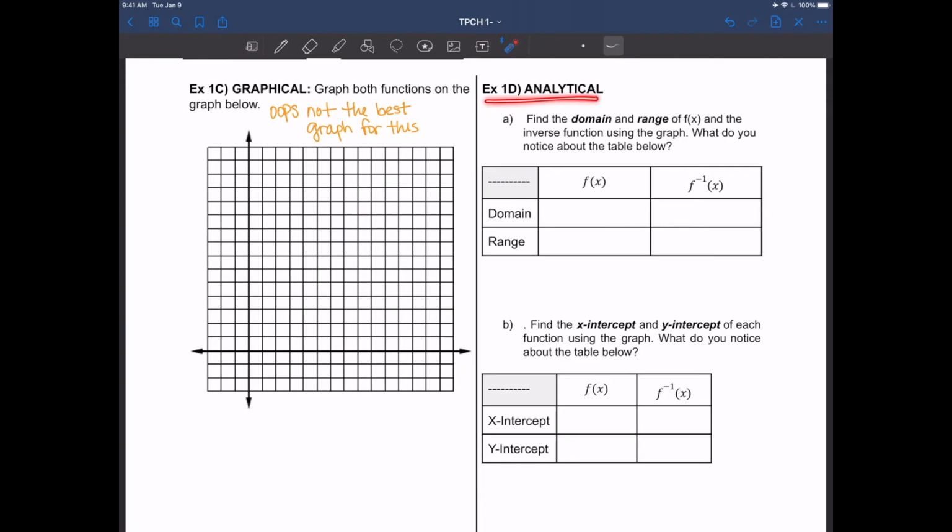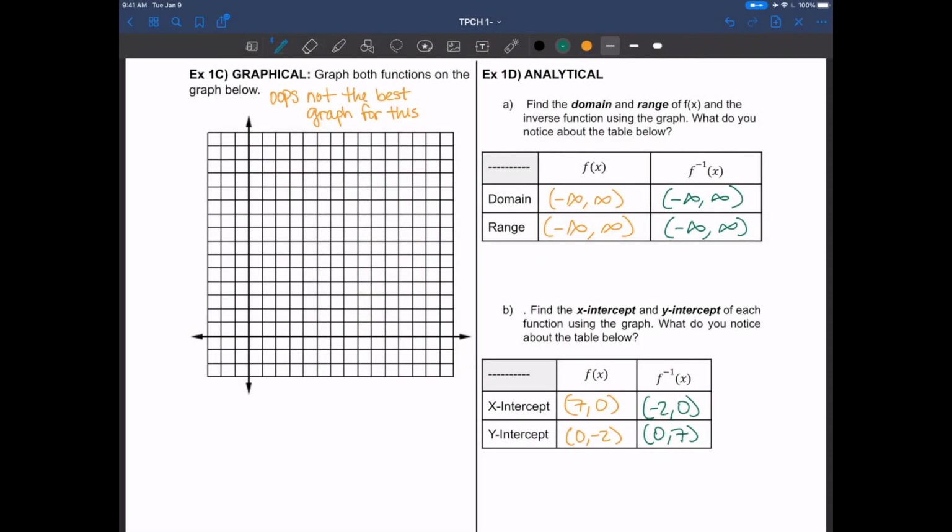Now let's focus on example 1D, analytical. It says find the domain and range of f of x and the inverse function using the graph. What do you notice about the table below? I happen to put the domain and range of f of x and the inverse function here. It's kind of hard to see what you notice about the tables because the domain and the range for both f of x and f inverse of x are all real numbers. So you can't really see what happened there.